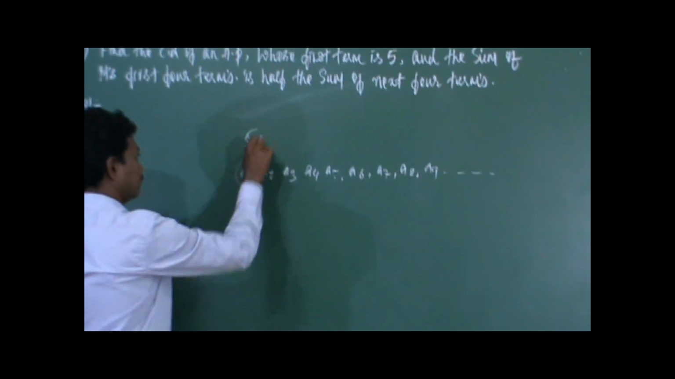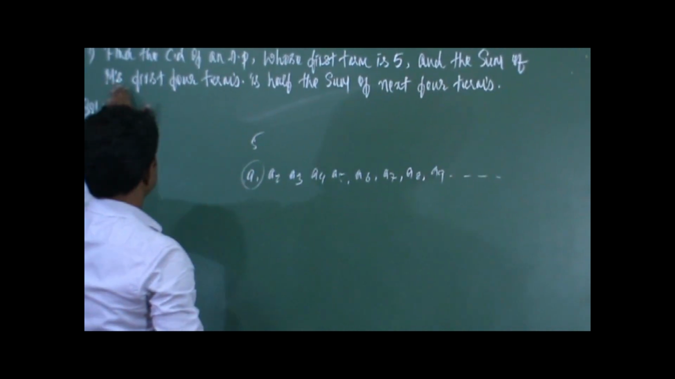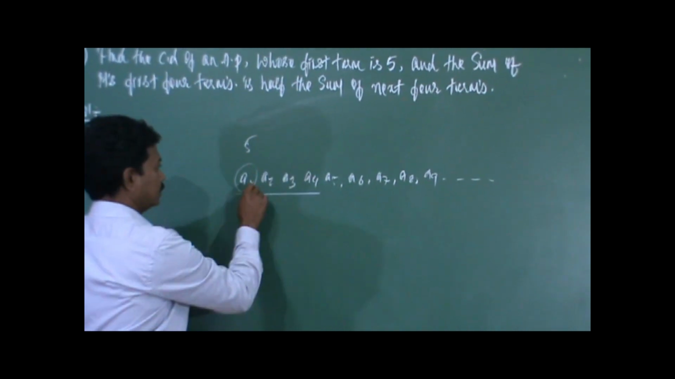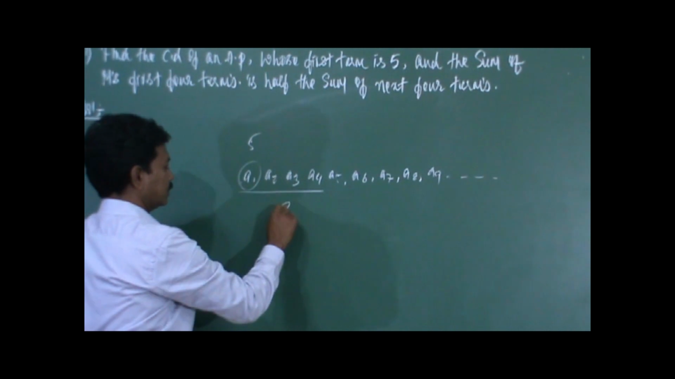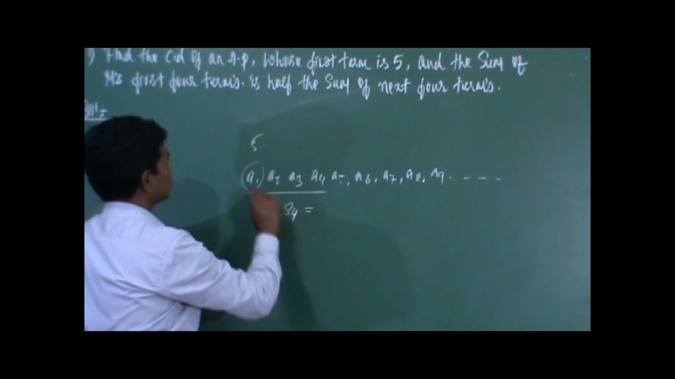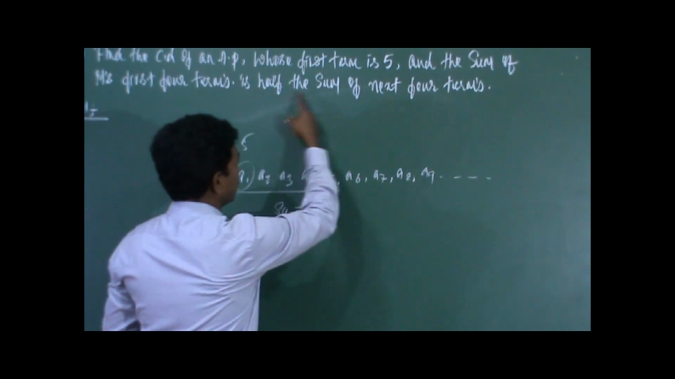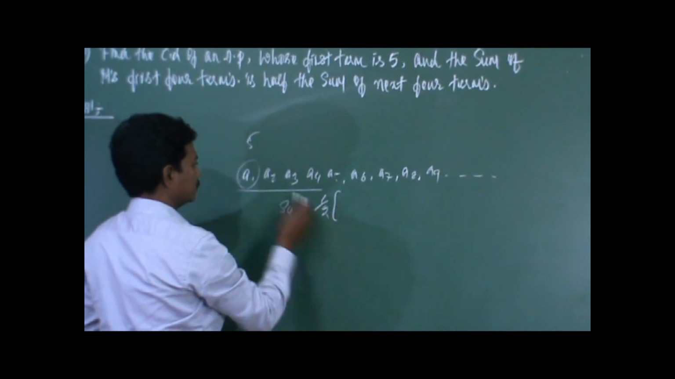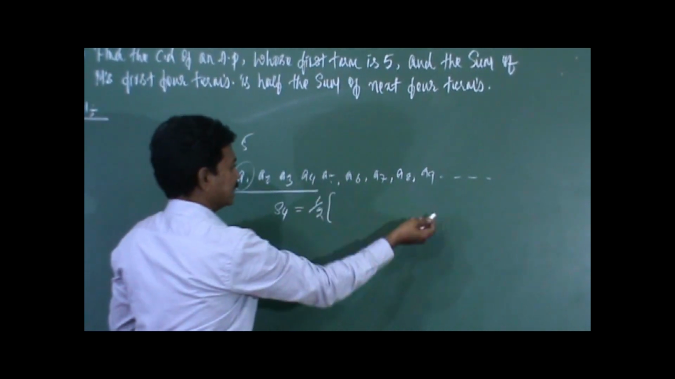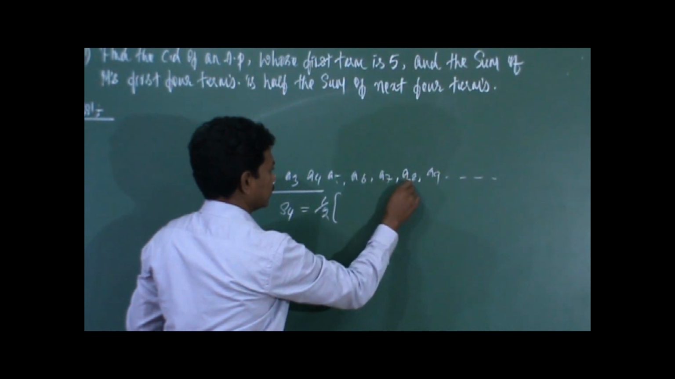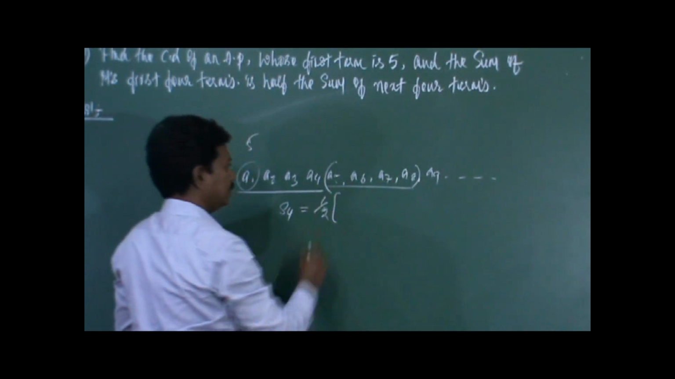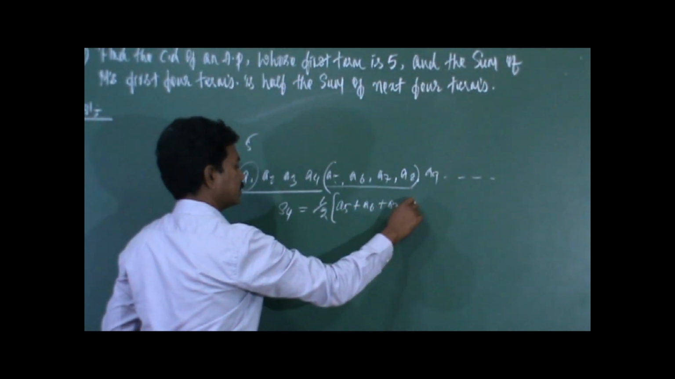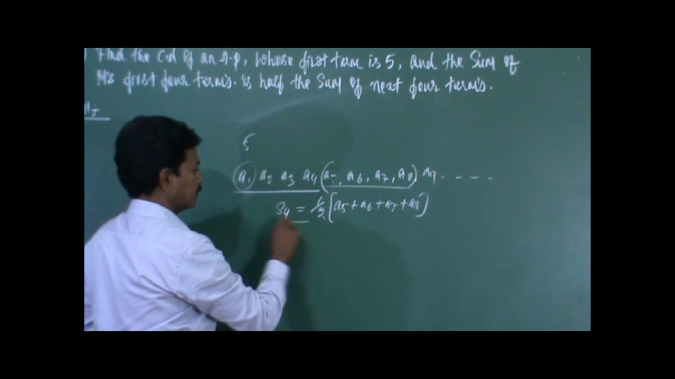So the first term is 5 here, and the sum of the first 4 terms, that is A1 plus A2 plus A3 plus A4, these 4 terms added, gives S4, which is equal to half the sum of the next 4 terms. Leaving the first 4 terms, the next 4 terms are A5, A6, A7 and A8. So the sum of these 4 terms is A5 plus A6 plus A7 plus A8. So this is the given condition.